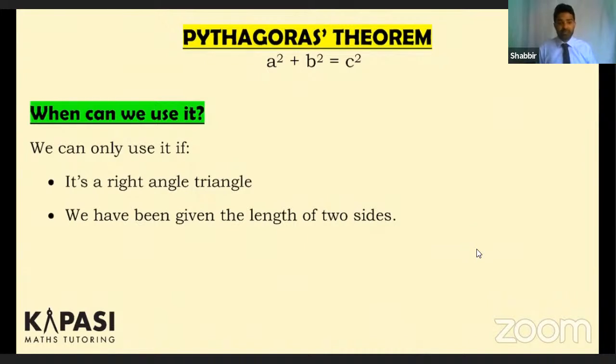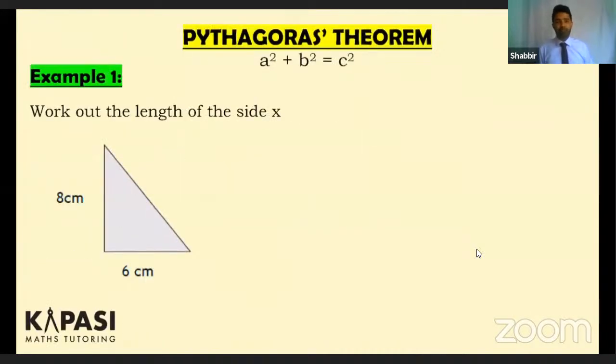Another thing is we've got to have been given two lengths in order for us to work out the missing side. So you need 2 out of 3 in order to use Pythagoras' theorem. If you haven't got the lengths of 2 sides, you can't work out the third one, not using Pythagoras' theorem anyway. So those 2 are really important. Let's have a look at an example of this.